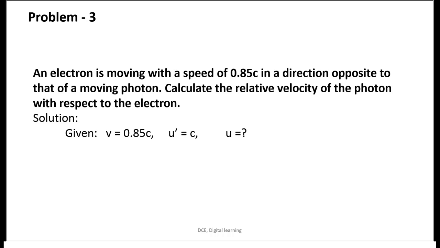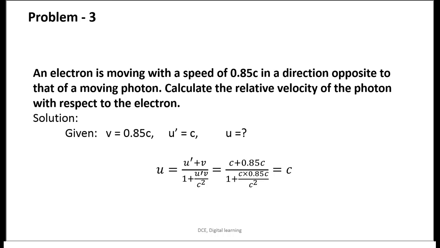Here, given u prime, that is the velocity of the photon, u prime is equal to c, and we need to calculate u. From the velocity addition formula we have u is equal to (u prime plus v) by (1 plus u prime v by c square). So substituting the value of v and u here, finally we get the value of c.